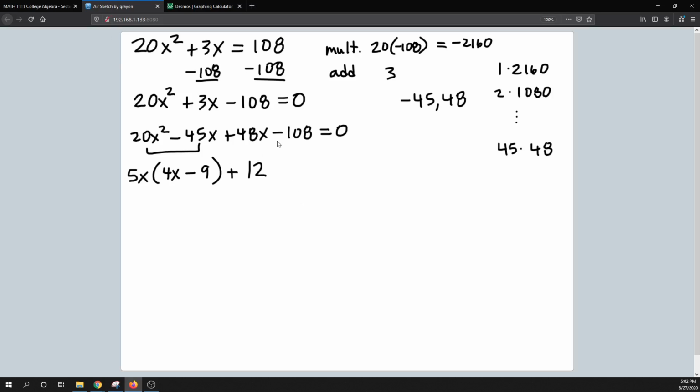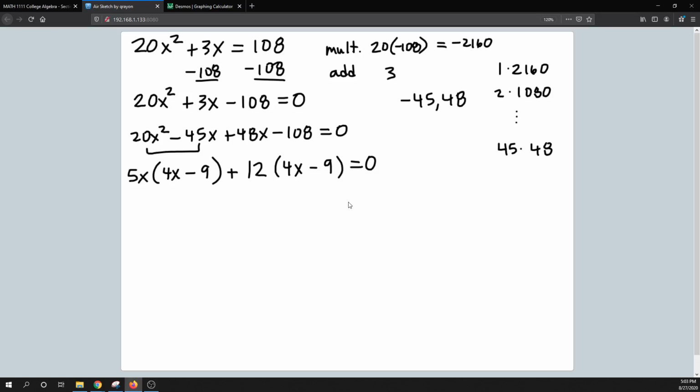12 goes into 48 4 times. We'd have that x in there. 12 goes into negative 108 negative 9 times, and that's perfect. That's exactly what we want. And like I said, I told you before that if you find these two numbers, then it's going to work out. So we kind of knew that this had to be a 4x and a 9 in there as well.